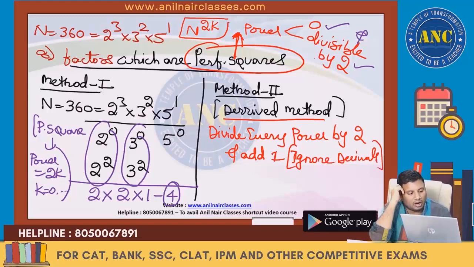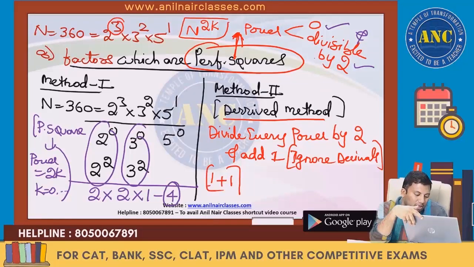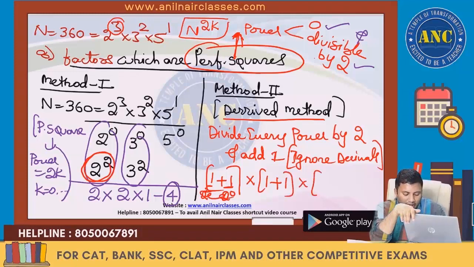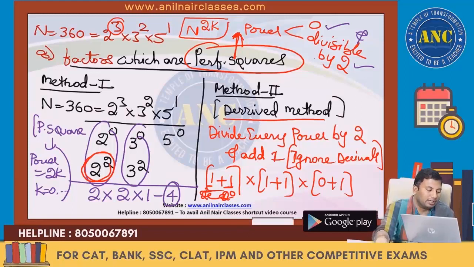Divide every power by 2. Now tell me, why are we dividing every power by 2? Because for a perfect square the power should be divisible by 2. So 3 divided by 2 is 1.5, ignore the decimal, so 1, plus 1. What is this plus 1? Why are we adding 1? 2 power 0 will anyway be there. 3 by 2 is 1.5; ignore the decimal. That means there is one number where the power of 2 is divisible by 2 other than 0. Again, 2 by 2 is 1, plus 1. 1 by 2 is 0, plus 1. I am adding 1 to it.